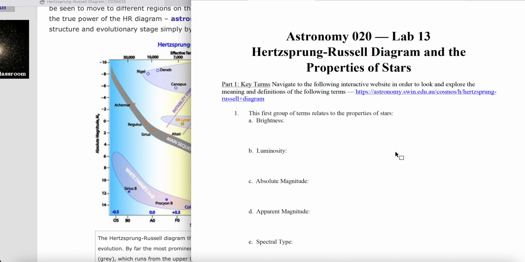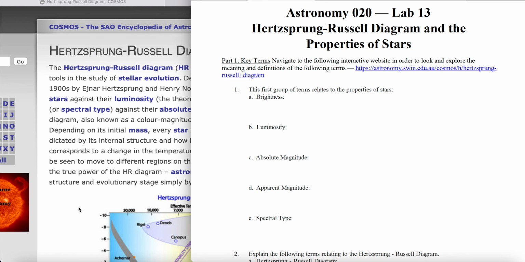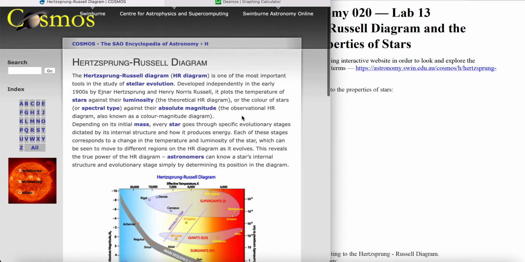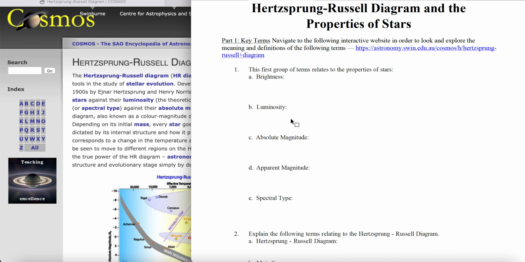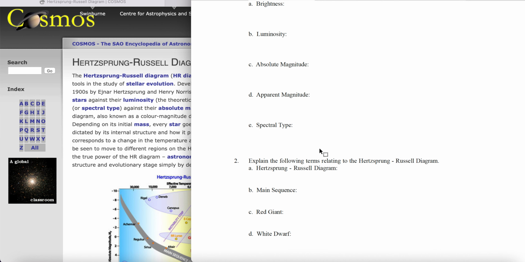So, what's the first part about? Well, key terms, all right? So you've got all these terms. I want you to look up definitions to them within this webpage. Now, you could go anywhere on the internet and find lots of information. You could crack open an astronomy textbook, but I figured this would be a one-stop shop where you can find definitions like brightness, luminosity, absolute magnitude, apparent magnitude, spectral type. Okay, I mentioned that.